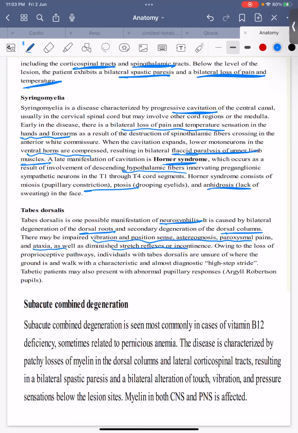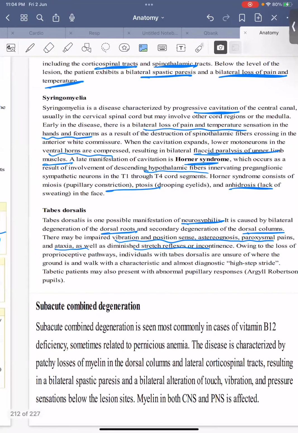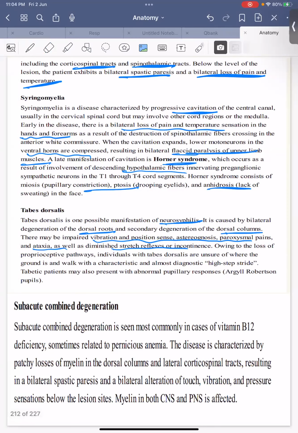Because patients have loss of proprioception, they are unaware of where the ground is and how to walk, and they have a characteristic walk known as the high step stride. They have an abnormal pupillary response known as the Argyll Robertson pupil. Argyll Robertson pupil means that they can respond to accommodation but not to the light reflex.